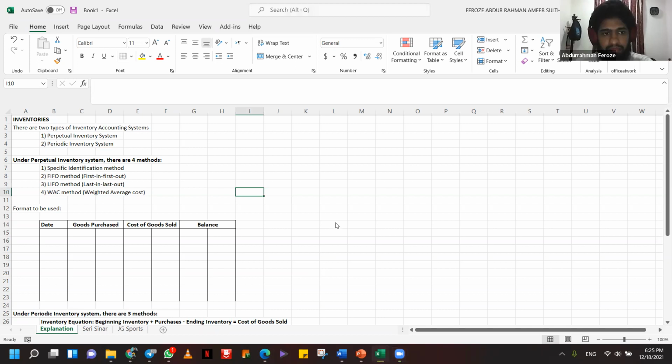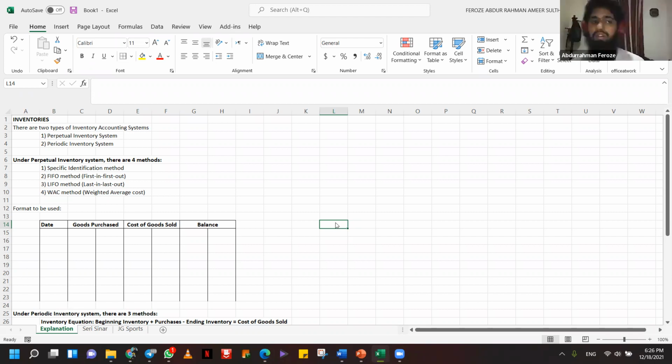All right. So the topic that we'll be covering in today's tutorial is the inventories chapter. We'll be going through how we account for inventories and what the different methods are, and then we'll do a couple of questions on the topic to make it clear how it works. We have two main systems. The first system is the perpetual inventory system, and the second one is the periodic inventory system.